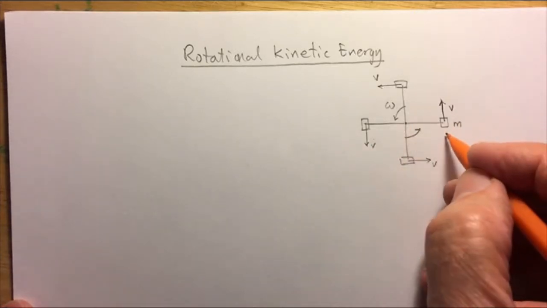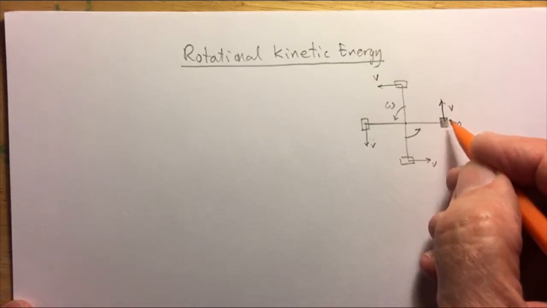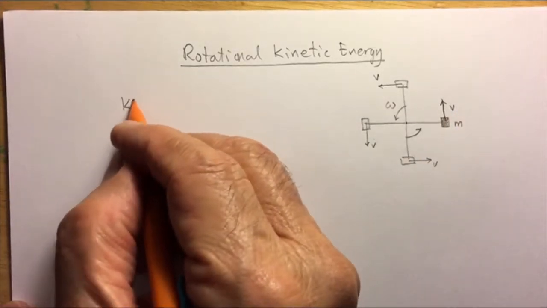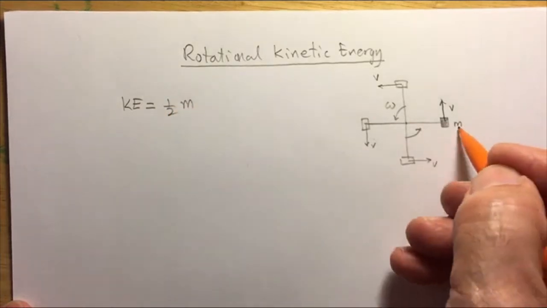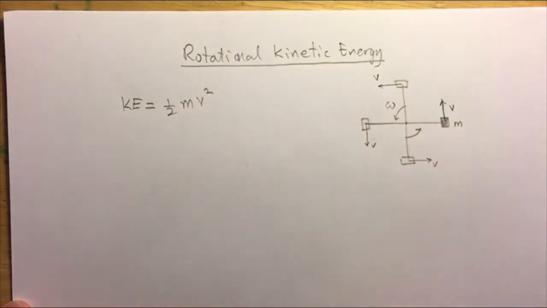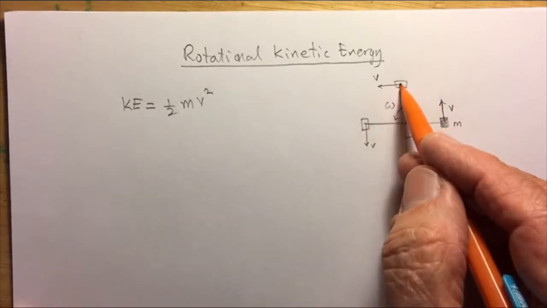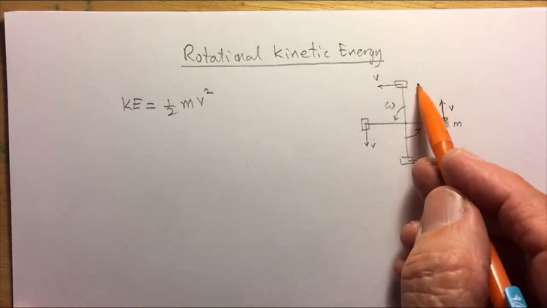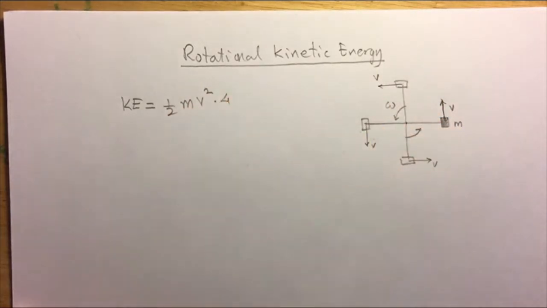Now if we consider one of these, for example this one, what is its kinetic energy at this instant of time? So its kinetic energy is going to be half m, the mass of that object, times v squared. And there are four of these, so the kinetic energy of this one is also going to be the same because the mass is the same and the v is the same. So the total kinetic energy of all four is going to be 4 times half mv squared.